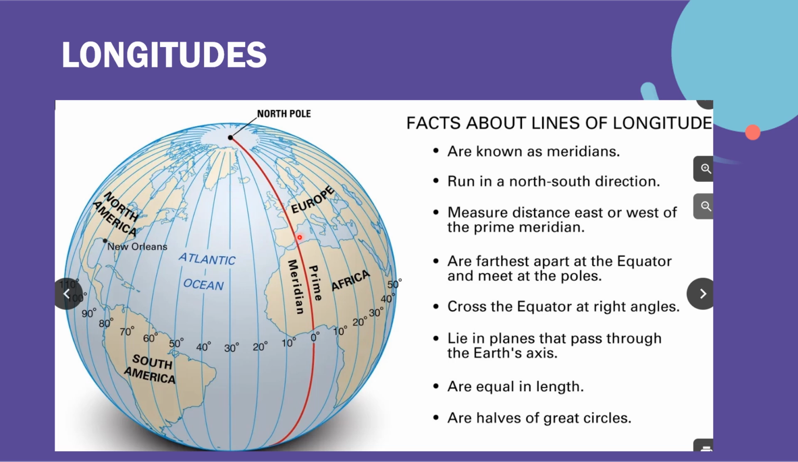Prime meridian is the 0 degree longitude. Like equator is the 0 degree latitude, prime meridian is the 0 degree longitude and it passes from Greenwich, London and the continent is Europe. Okay, can you see here? This prime meridian passes through Greenwich, London.